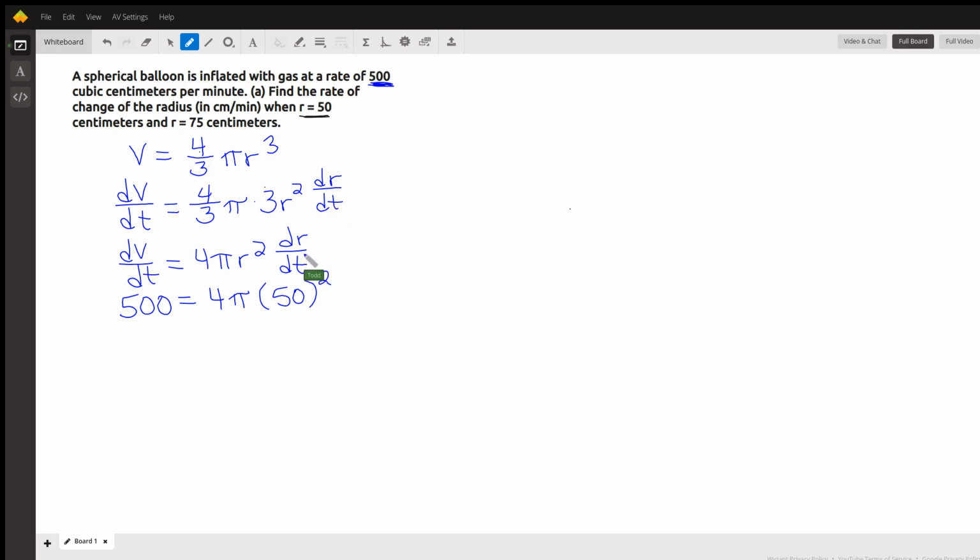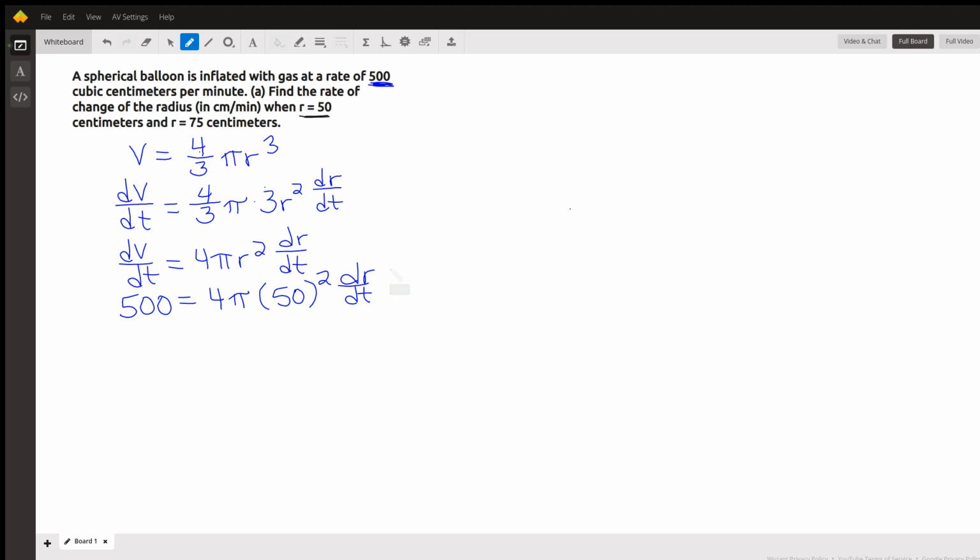Now this dr/dt means the change in radius per time. Look at what they asked: they want the rate of change of the radius. So dr/dt is the rate of change of the radius, and that is the unknown, so we'll just leave it there.